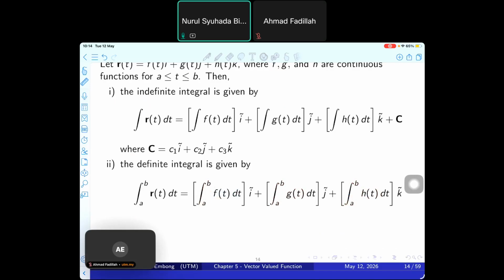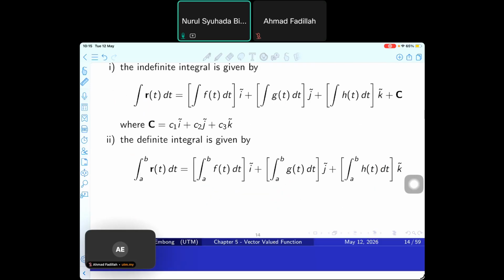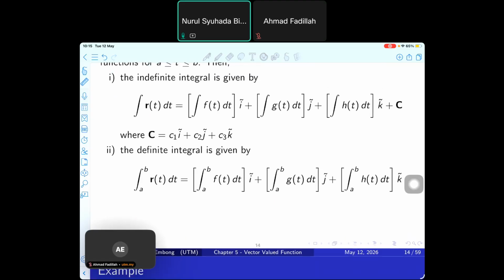So as usual, we take b minus a. Substitute with b, and minus the substitution with respect to a. So what is the main difference between the indefinite integral and the definite integral? It's just this part. For a definite integral, we don't have the constant c, so you can ignore the constant c, and just need to substitute the values of a and b.